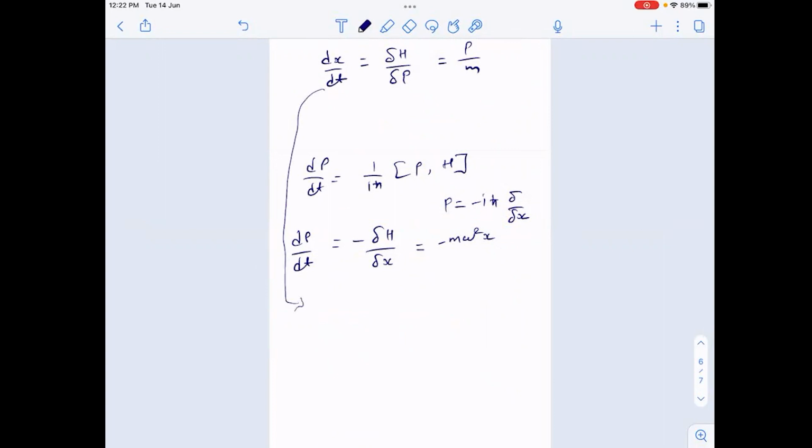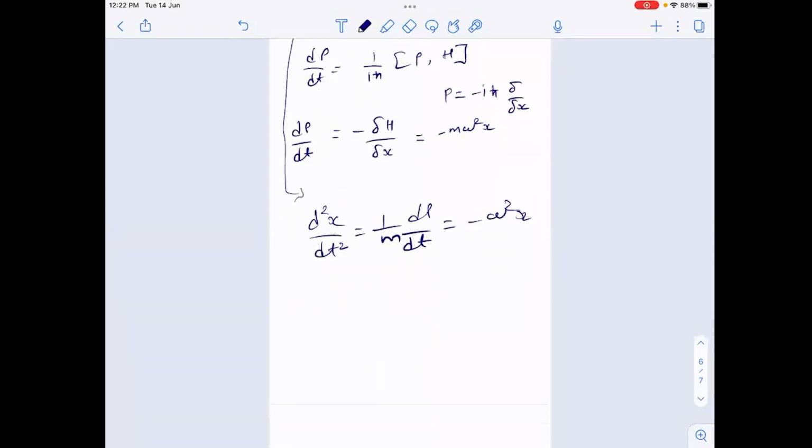So yes, if I differentiate dx by dt one more time, it will be d square x by dt square. It will be 1 upon m dp by dt. What is dp by dt? Minus m omega square x. So it will be simply minus omega square x. Where did it lead us to? This equation is nothing but d square x by dt square plus omega square x is equal to 0, which is the well known or identical equation to the classical equation of motion of a linear harmonic oscillator.